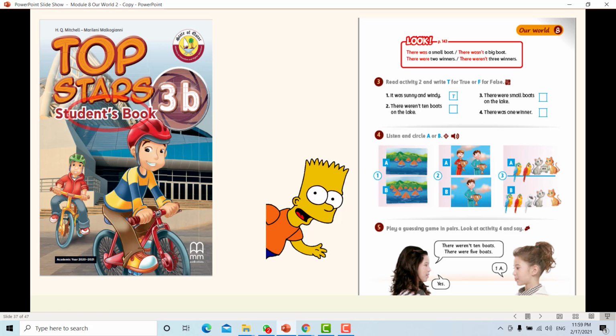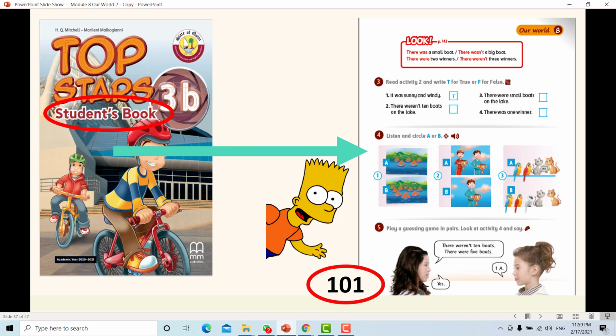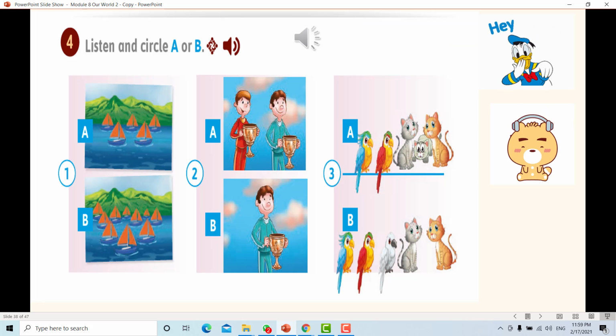Now, go back to your student's book, page 101. Let's do activity 4. Let's listen. Are you ready? Listen and circle A or B.